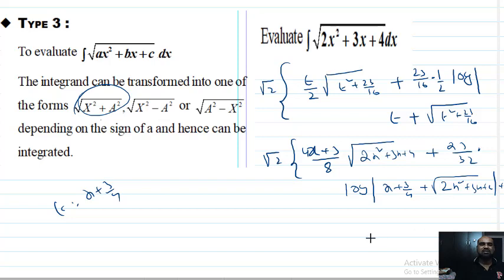This is the answer for the problem. Like that, we have several types. So next part I will explain the remaining types. So type 1, type 2, type 3 are completed.